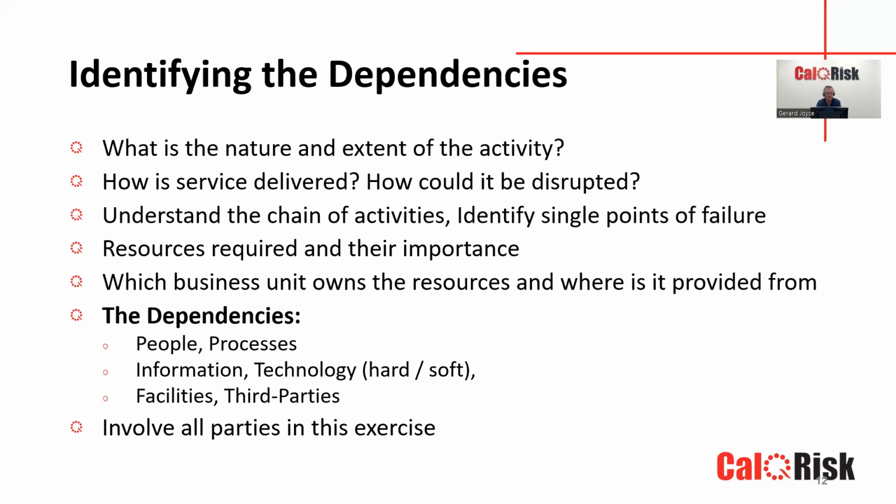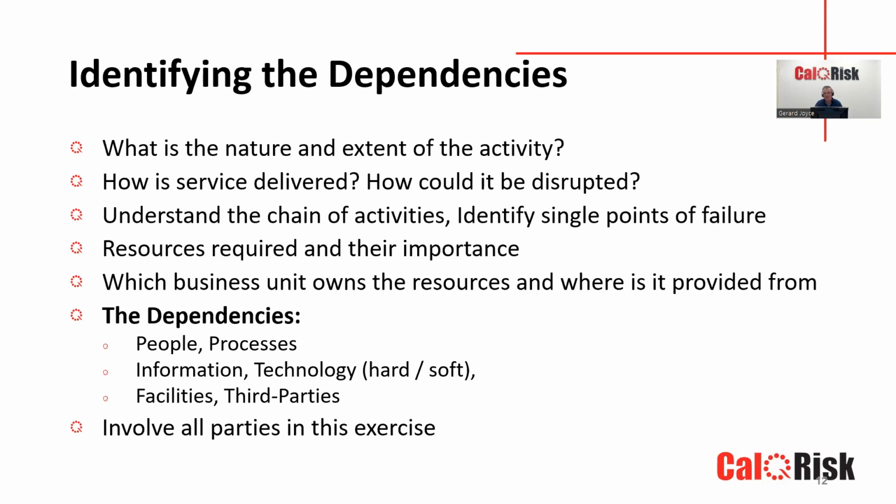So let's say you're past that point and you've identified the services. Now you want to identify the dependencies, because if you're going to identify where the weaknesses are, where the vulnerabilities are, and where it can maybe break, you certainly need to know in detail the nature and the extent of the activity. The products, the service that you're offering, whether it's clearinghouse, settlement, a bank account, loans, whatever it is, the nature of the customers for this service. How is it delivered? Is it online? Is it in person? Is it through others, through third parties? How could it be disrupted?